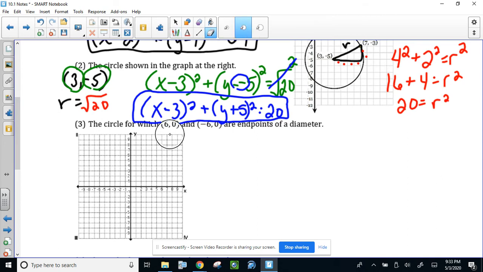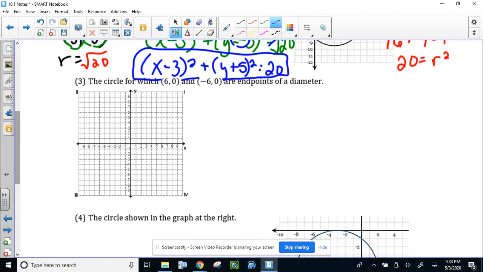And then I've got another one here. What if I said the circle for which (6, 0) and (-6, 0) are endpoints of a diameter. So if (6, 0) is one endpoint of the diameter and (-6, 0) is the other endpoint of the diameter, where does the center of the circle have to be? Well, the center is halfway from one end of the diameter to the other, so our center must be at (0, 0).